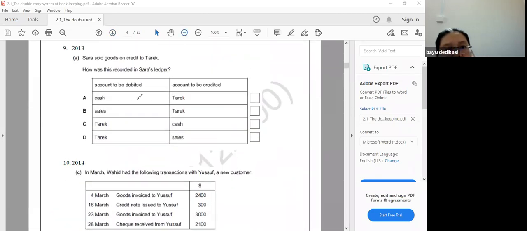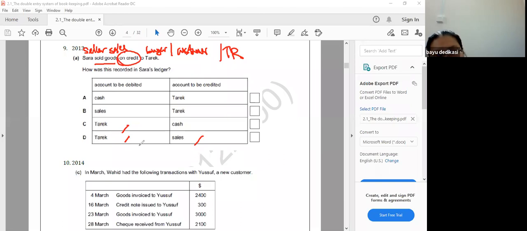Question 9. Sarah sold goods on credit to Khalid. So Sarah is the seller, and Khalid is the buyer, a customer, a trade receivable. How was this recorded in Sarah's ledger? The customer receives, debit the customer, because sold goods is a sales. On credit means that he didn't pay. So the answer is donkey.